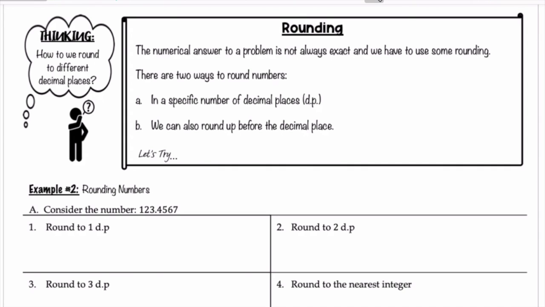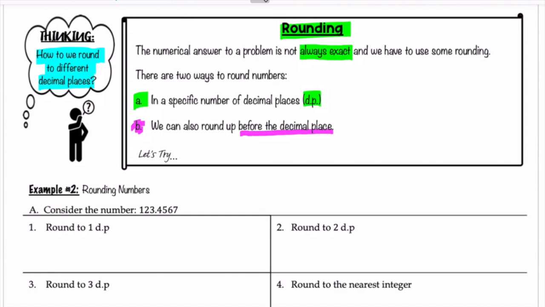So our second thinking question is, how do we round to different decimal places, something that we should have done in the past. The numerical answer to a problem is not always exact and we have to use some rounding. There are two ways to round numbers. A, in a specific number of decimal places, DP for short, decimal places. We can also round up before the decimal place. So let's practice some of these rounding skills.